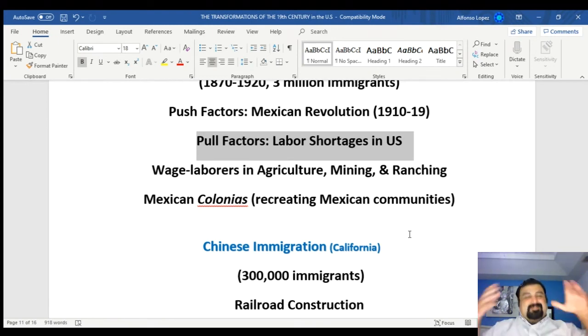And again, the agricultural companies, mining companies, and cattle ranchers are going to open the doors for the influx of Mexican families, Mexican peoples that are moving into this region in search of work, and they're going to find work in those enterprises.